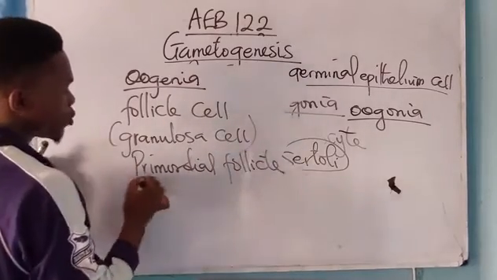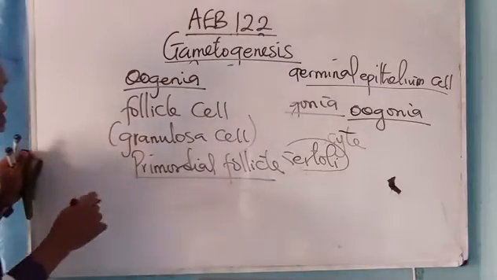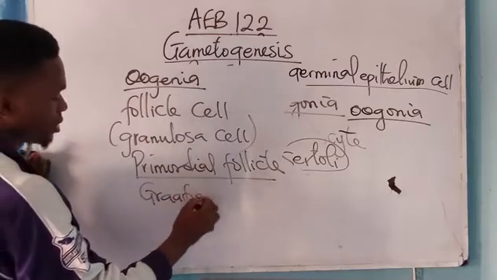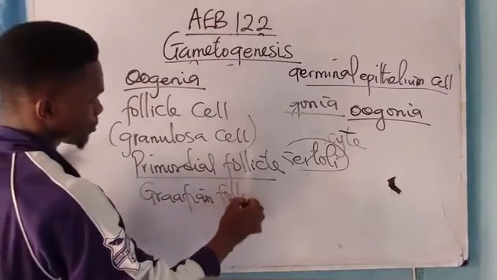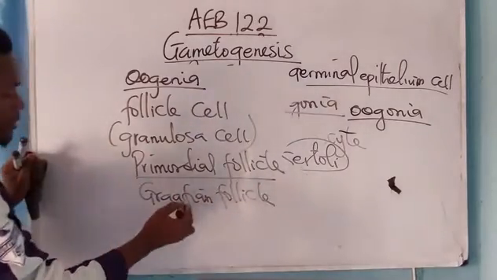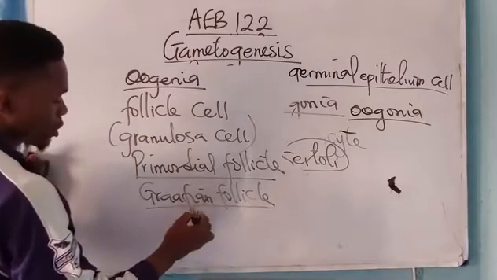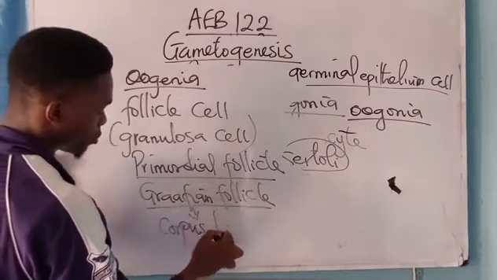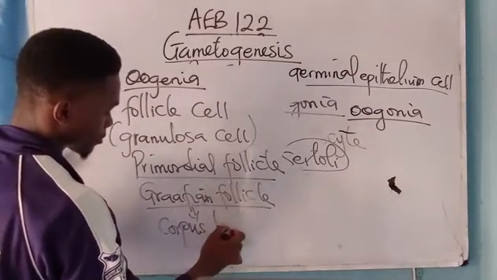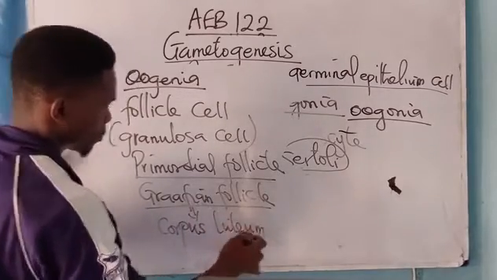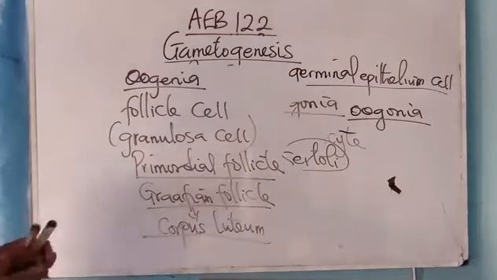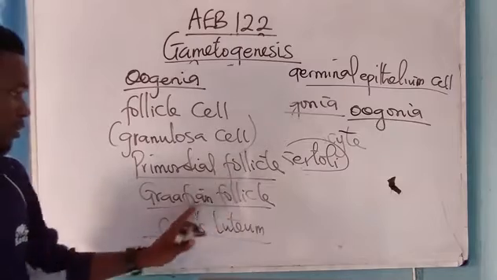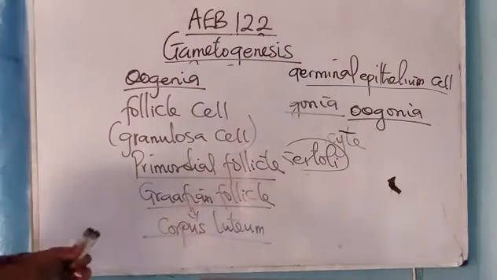This primordial follicle will then develop into what? The Graafian follicle. Take note of that. This Graafian follicle will then develop into what? Corpus luteum. This is the order: follicle, granulosa, primordial, Graafian, and what? Corpus luteum. Look, this is how it is.